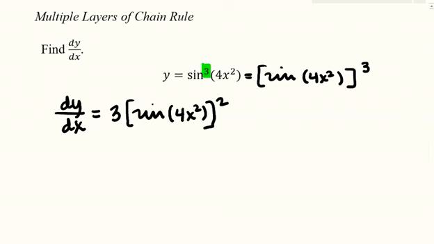Now the derivative of the inside is going to be the derivative of sine of 4x squared. Well, that has its own kind of chain rule. We're going to take the derivative of the outside, which is the derivative of sine, cosine, and leave the inside the same. And there's another inside: the derivative of 4x squared, which is going to be 8x. We could work this around and write it differently, or we could not. I'm going to stop here. That's fine.